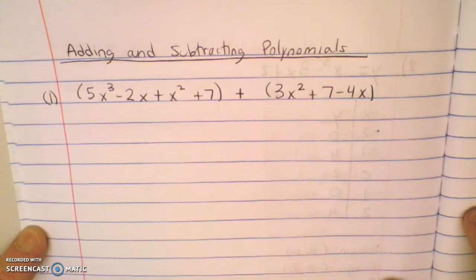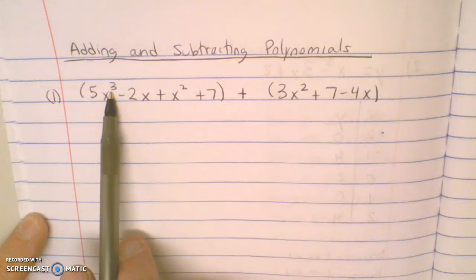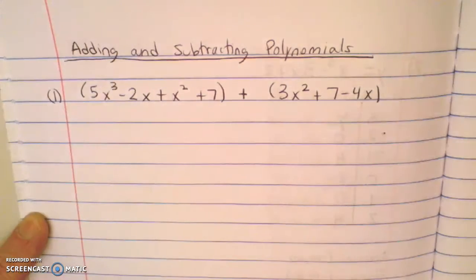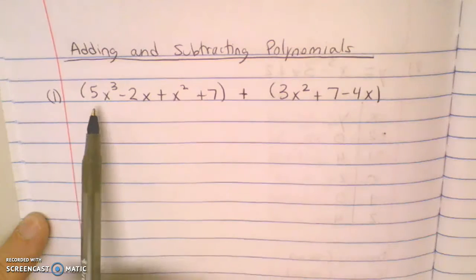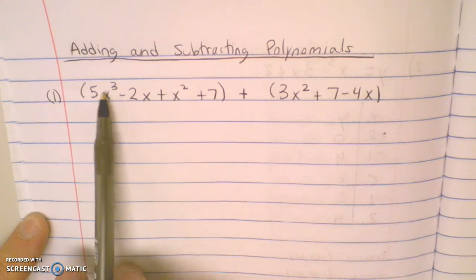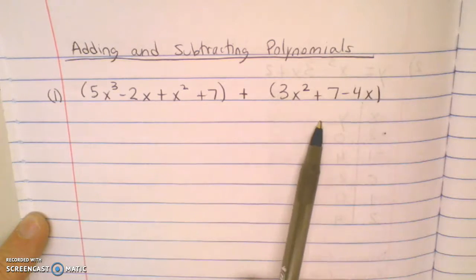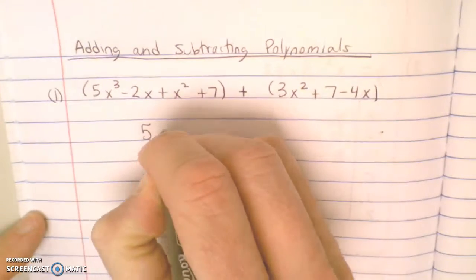The way I like to approach this problem is to identify the like terms using the exponents. So I'm going to start over here, and I have 5x to the third, and I'm going to go in order of highest exponent to lowest exponent, because that helps keep my answer in standard form. So the highest exponent here is 3. So I'm going to see if there's any other x to the third term that I can add in this polynomial. So I don't see anything, so I'm just going to rewrite that one down, 5x to the third.